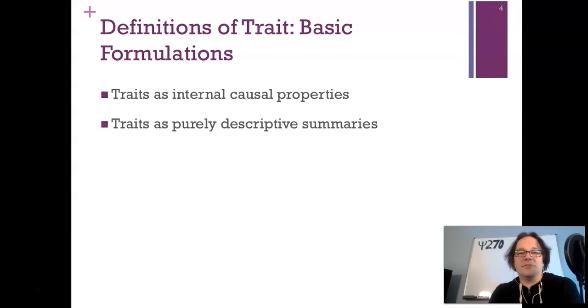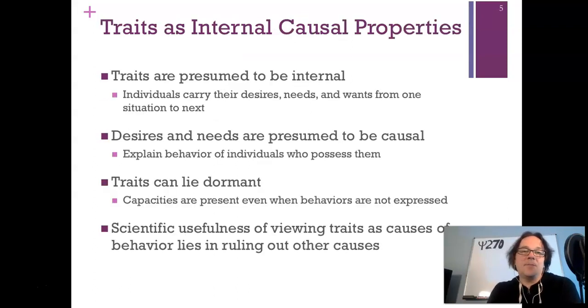And we'll see that different personality psychologists and theorists have approached the notion of traits in different ways. But these are, let's say, the two basic formulations of traits. So, speaking of traits as these internal causal properties, the theories that take this approach will assume that traits are internal to us. These are our desires, our needs, our wants, and they tend to be relatively consistent between situations.